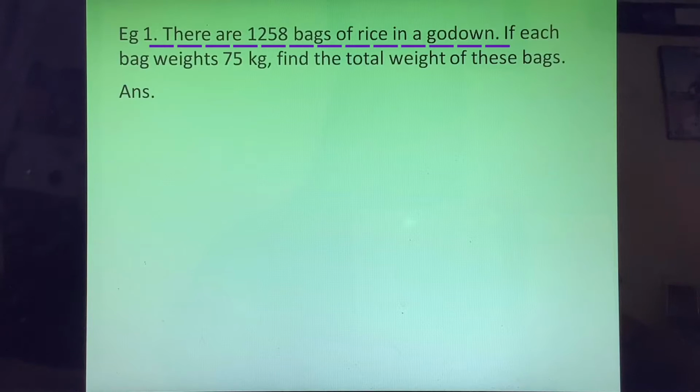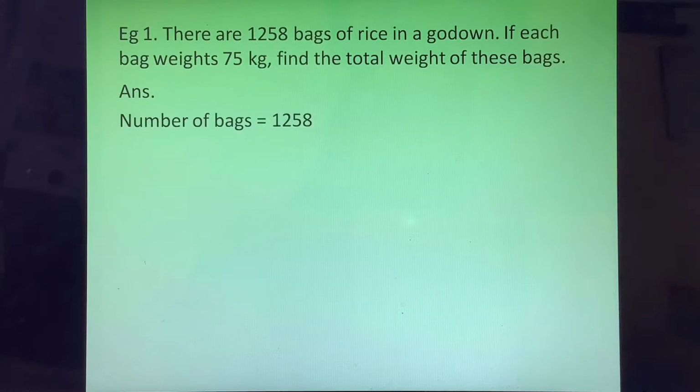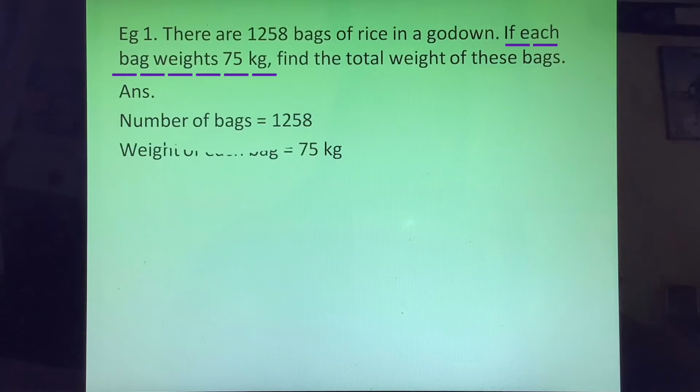There are 1258 bags of rice in a godown. So here the information is given about the number of bags of rice. So the statement will be: number of bags is equal to 1258. Now let us read the second sentence in the question. If each bag weighs 75 kg. So the second statement in the answer will be: weight of each bag is equal to 75 kg.